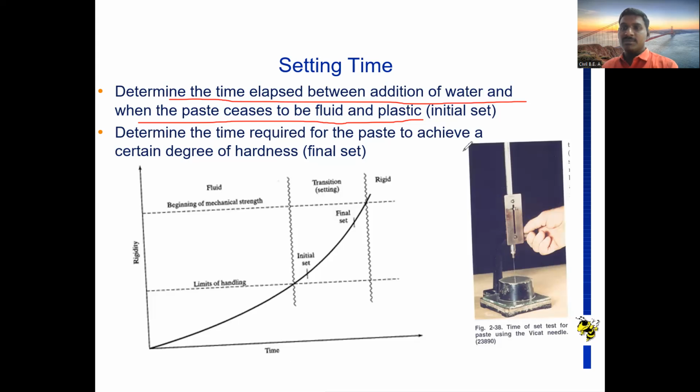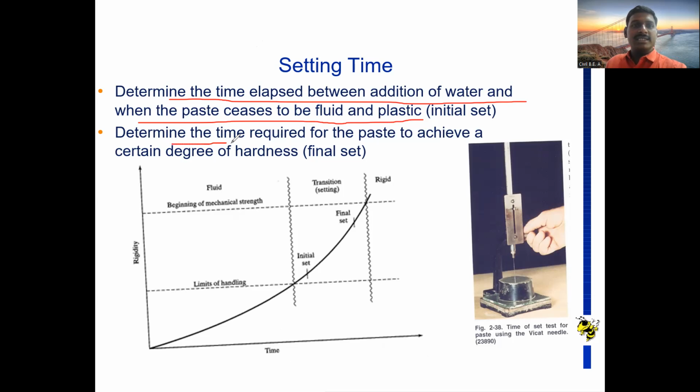For that purpose, as per the IS, the requirements are there. The initial setting time should not be less than 30 minutes, and the final setting time should not be greater than 600 minutes. So this is the setting time for cement. Why is setting time required? We need to know it to understand the properties of fresh concrete, because the setting of the cement is very important and it affects the properties of the fresh concrete.